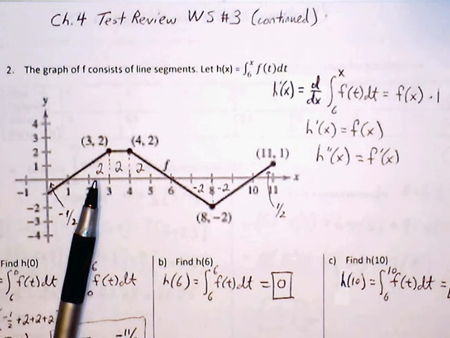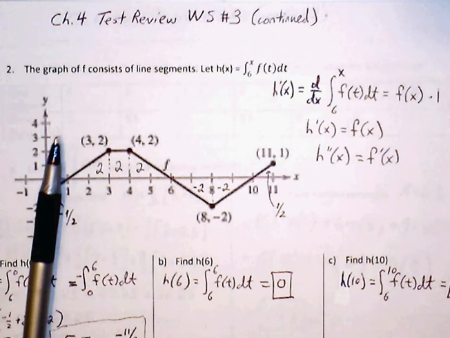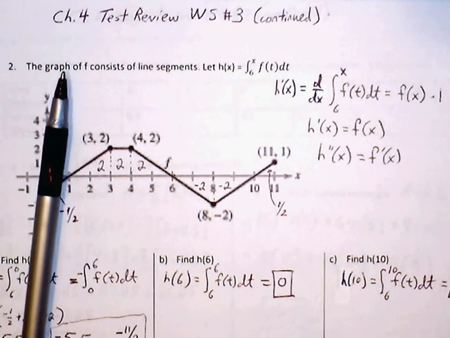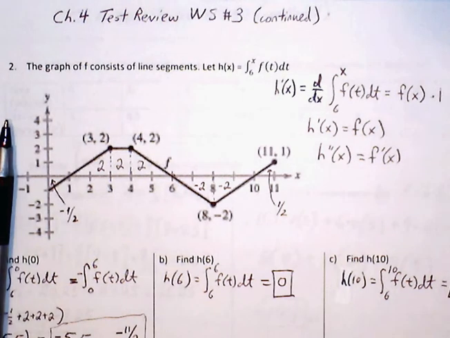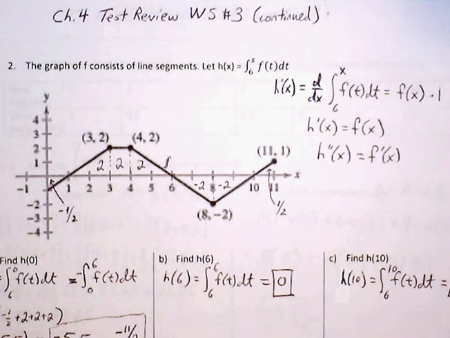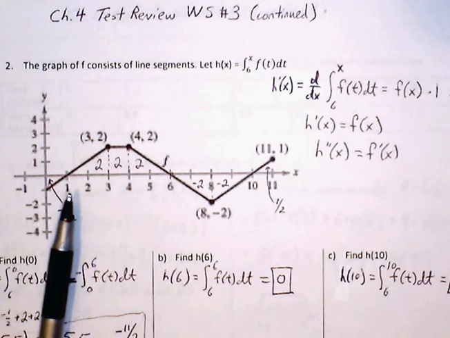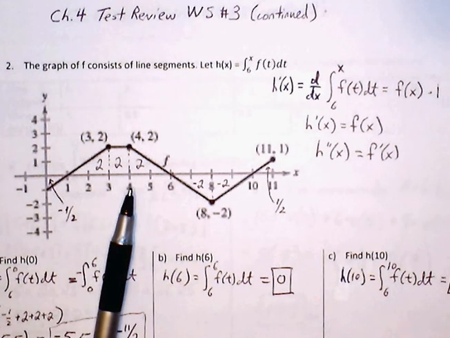All right, this is a continuation for the Chapter 4 Test Review Worksheet 3. This is number 2. Now, this problem here is going to be very much similar to number 1. Same type of questions, just a different graph.